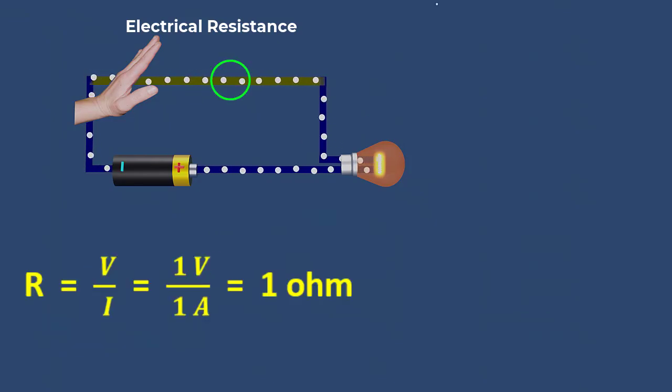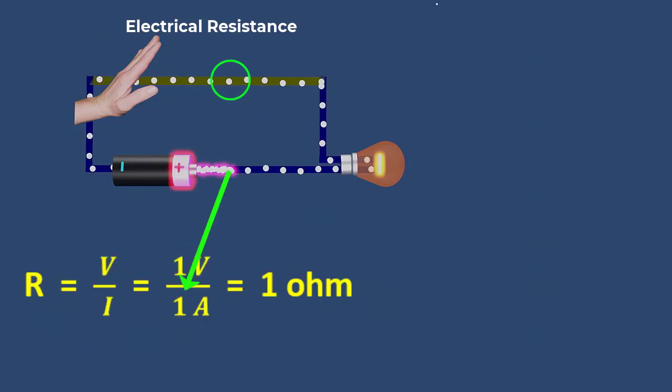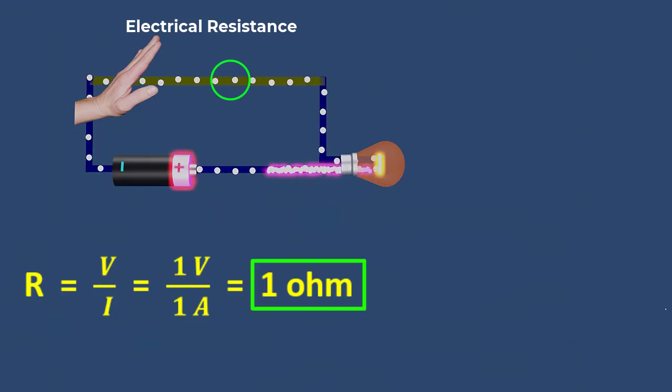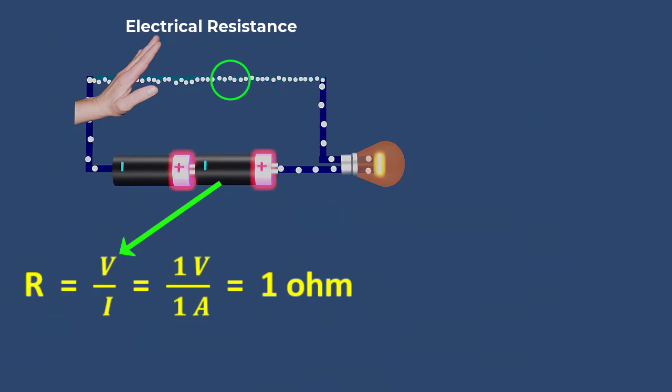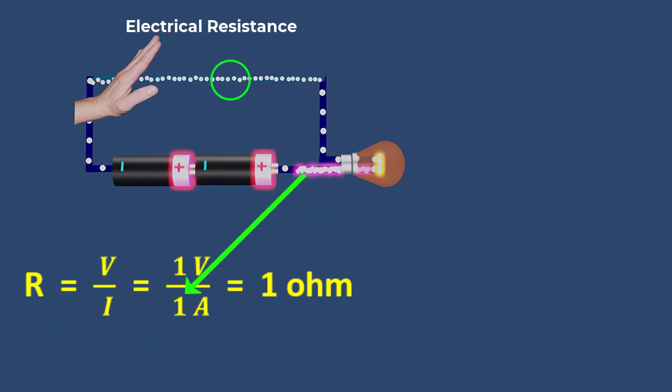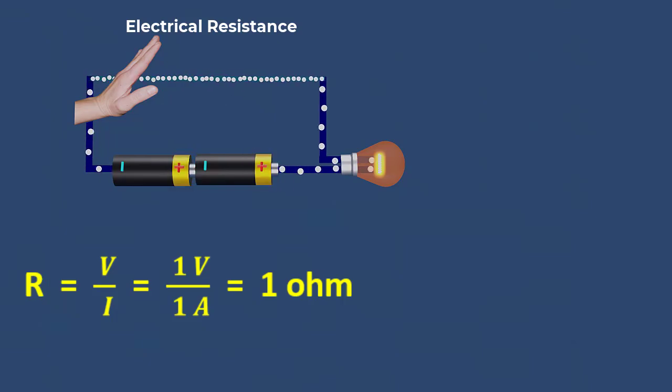A material that requires 1 volt to allow 1 ampere of current has a resistance of 1 ohm. A material that requires more voltage to allow 1 ampere of current has a high value of resistance. The higher the resistance, the less current will flow through the material.